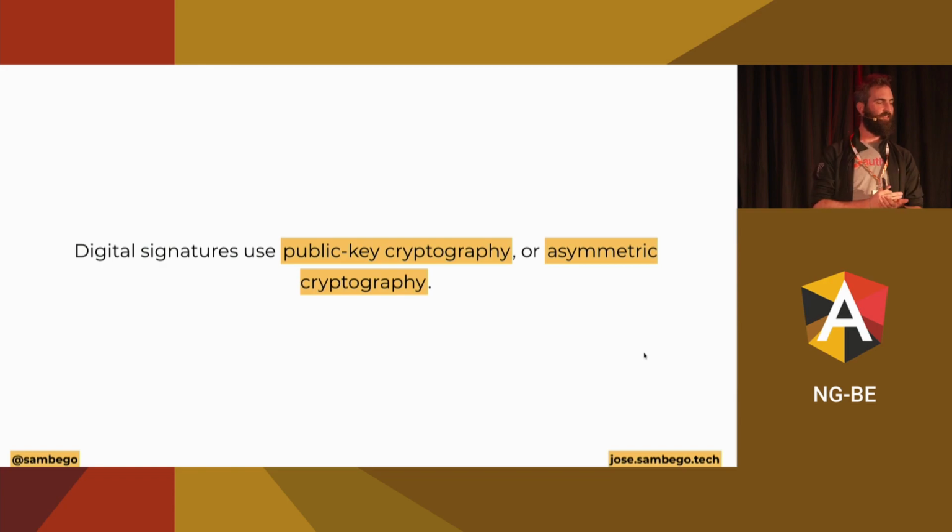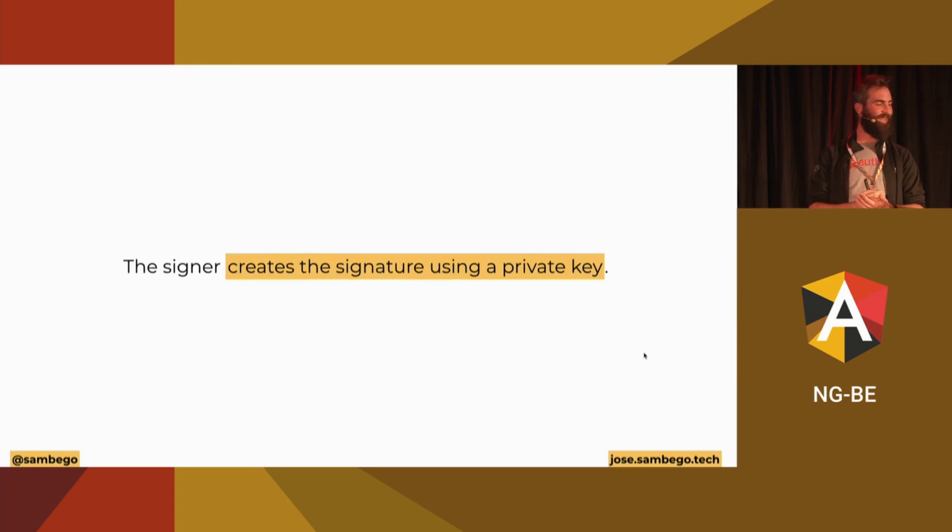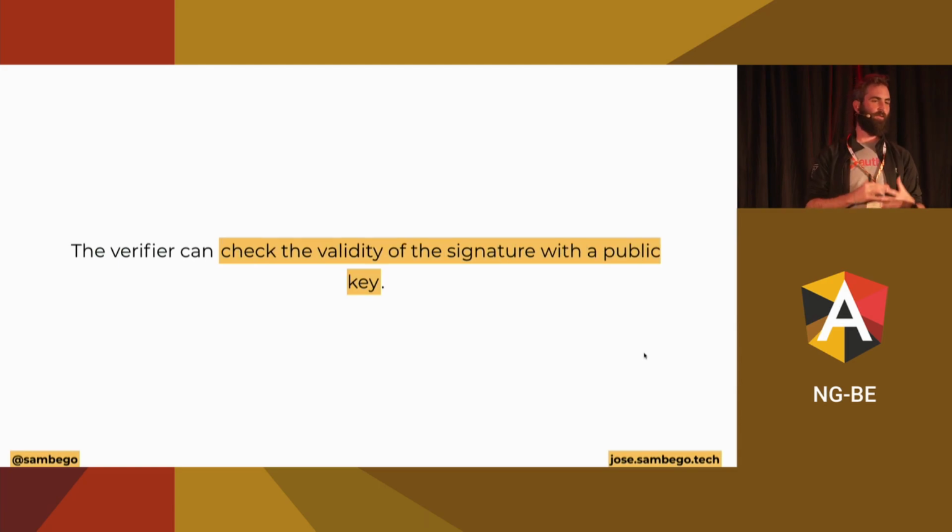So digital signatures usually use public key cryptography or asymmetric cryptography. It's very difficult to pronounce, which means that the signer creates the signature using their private key, and the person or the service that wants to validate that signature will check the validity of the signature using a public key. And that's something we need to remember if we go forward in this presentation. With signing, you use a private key, something that you keep private to yourself, to create a signature, and anybody can ask for your public key to validate those signatures that you have created.